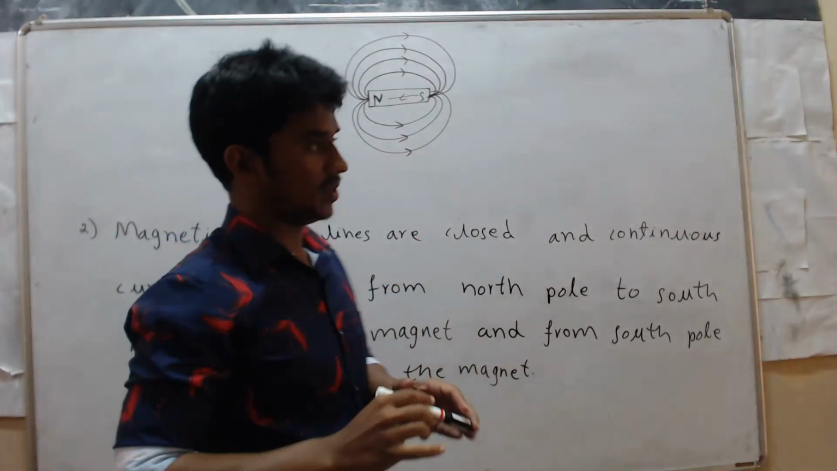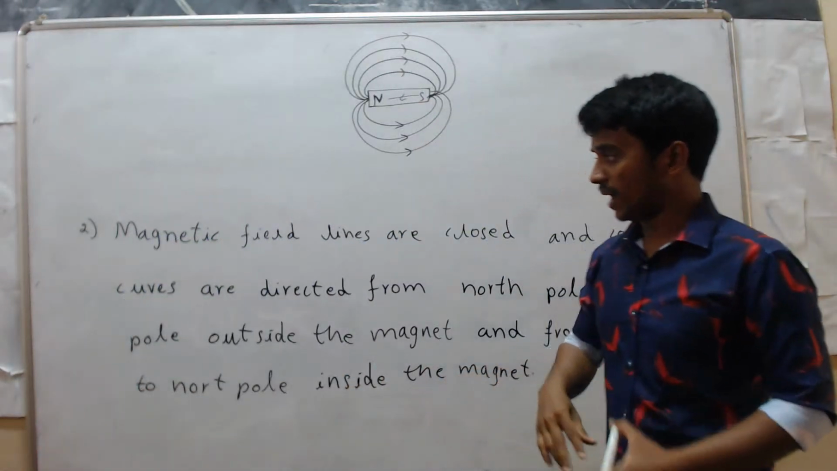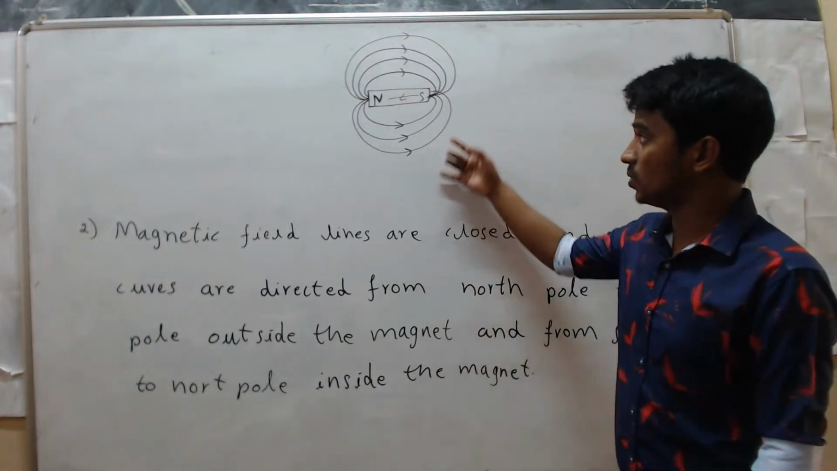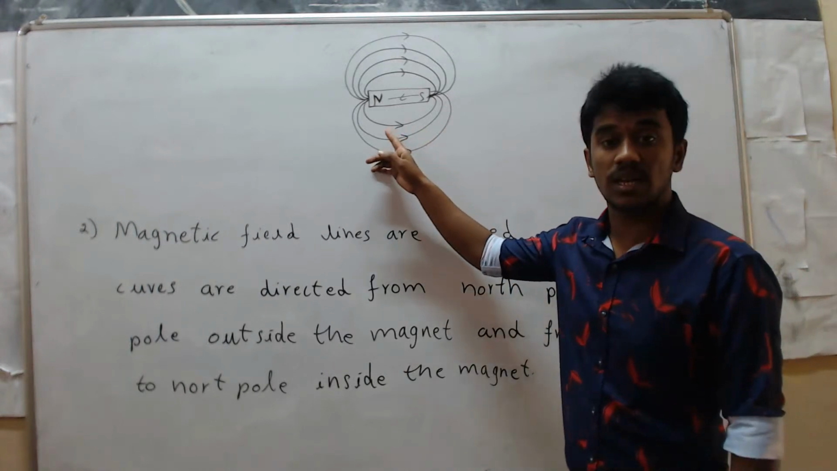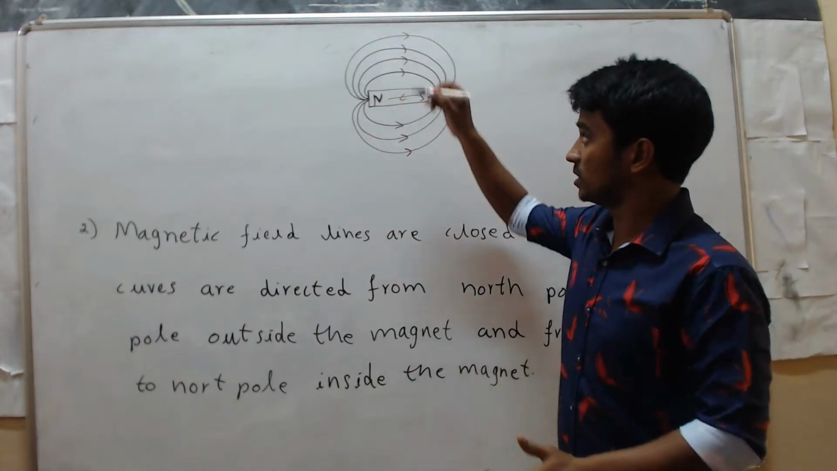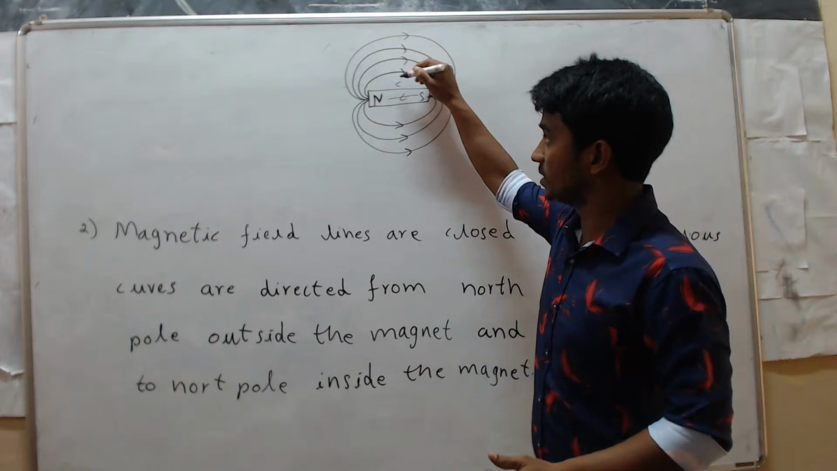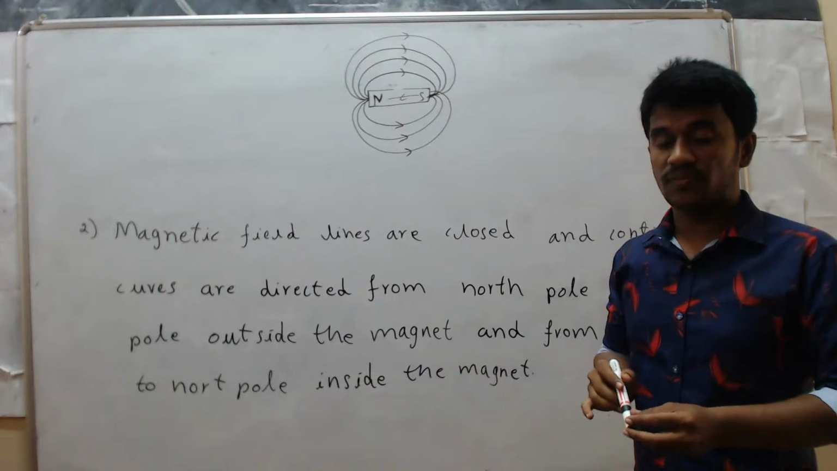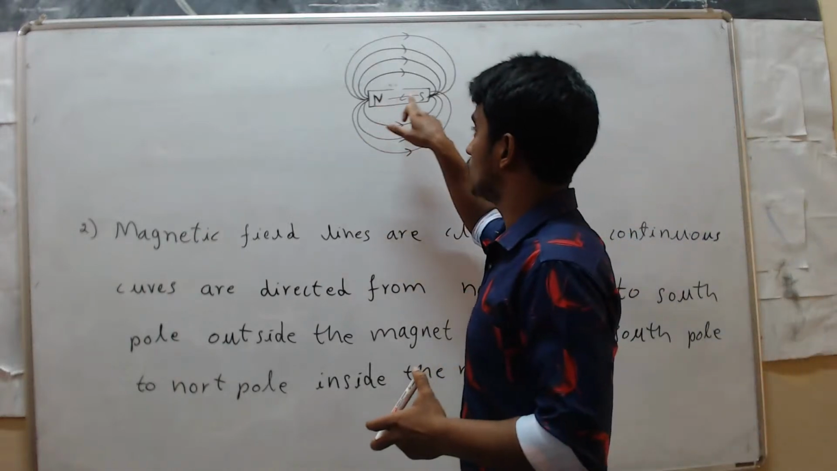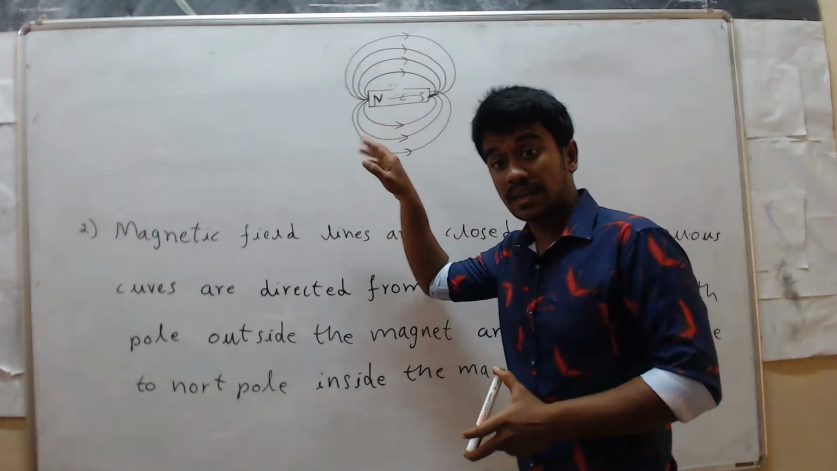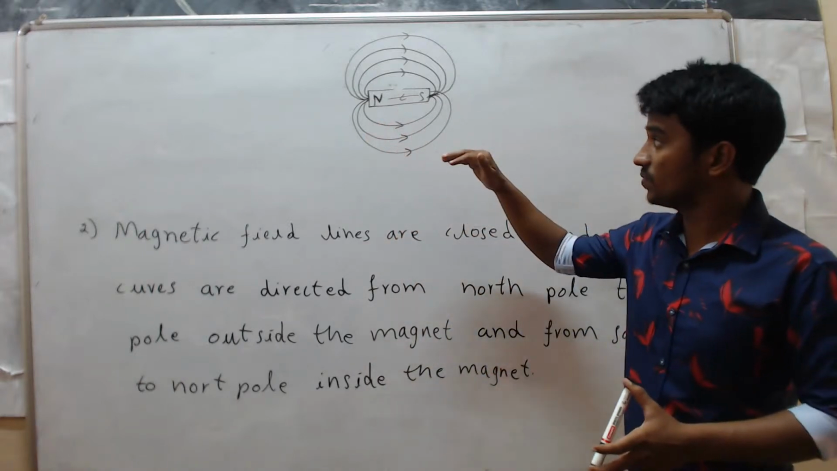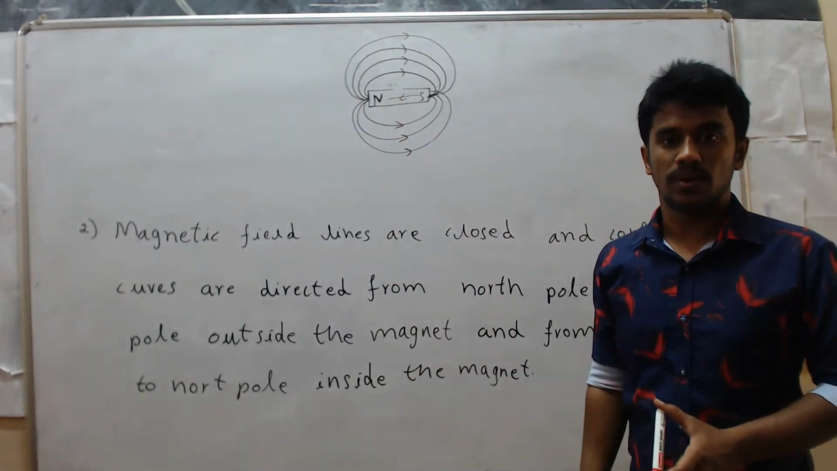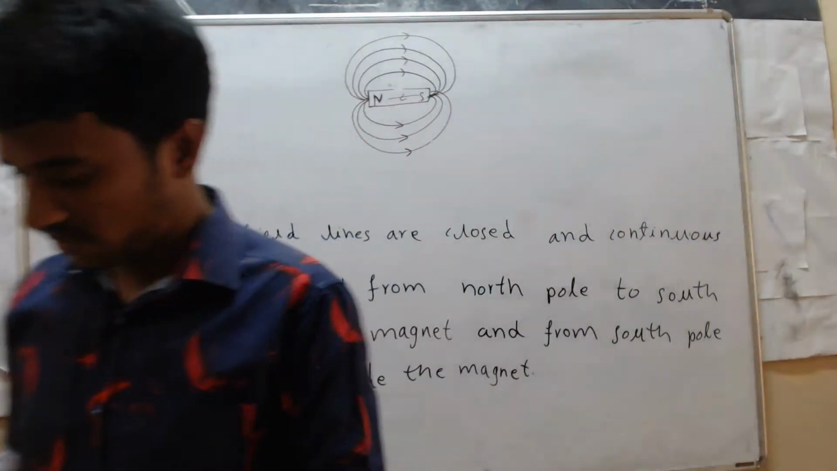Maybe in your exam they'll ask for 2 marks: show or draw the magnetic field lines around a bar magnet. There you have to draw this and show the direction also. If you put the direction the other way, then it is wrong. Clear? So the direction of the magnetic field lines is from north pole to south pole outside the magnet, and inside the magnet, south pole to north pole. This is the second property of magnetic field lines.